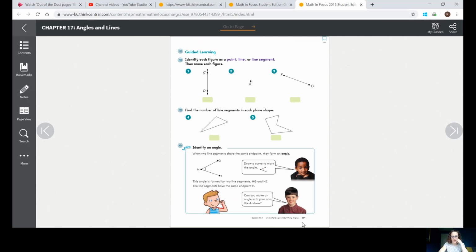And then he says, can you make an angle with your arm like Andrew? Yeah, here's Andrew's angle in his arm.